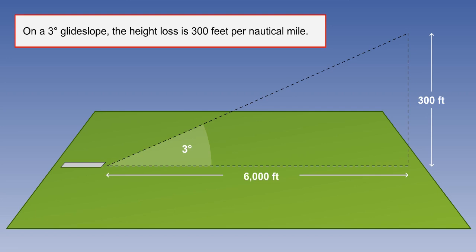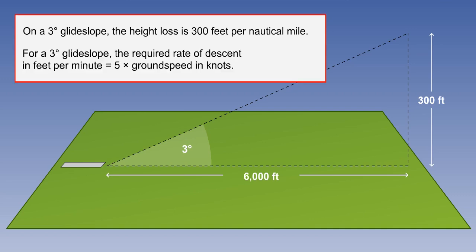An aircraft with a ground speed of 60 knots will take 1 minute to travel 1 nautical mile. Therefore, the required rate of descent to be indicated on the VSI will be 300 feet per minute. A simple formula to remember is, for a 3-degree glide slope, the required rate of descent in feet per minute equals 5 times the ground speed in knots.